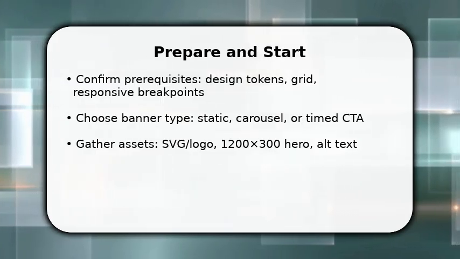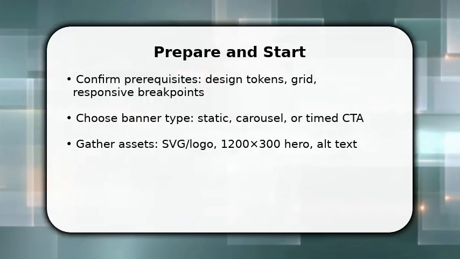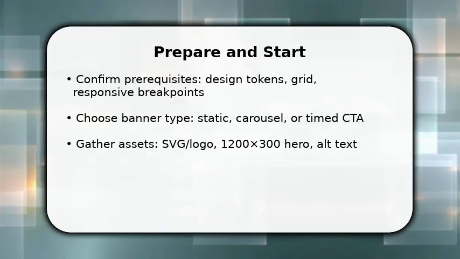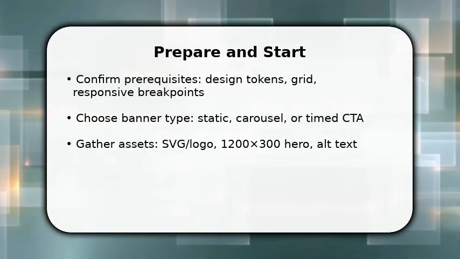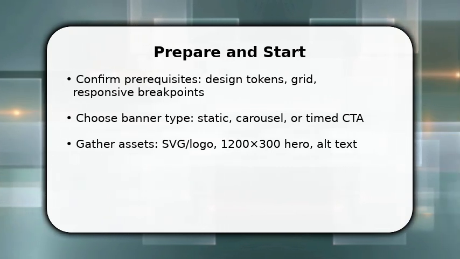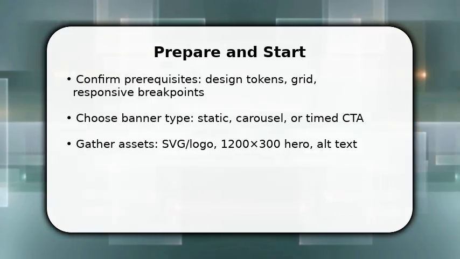Prepare assets now, SVG logos, a 1200 x 300 hero image, and accessible alt text. Once done, scaffold the banner container with semantic HTML and an area role for clarity. Make sure to wire the design tokens into CSS variables so spacing and color stay consistent across breakpoints.